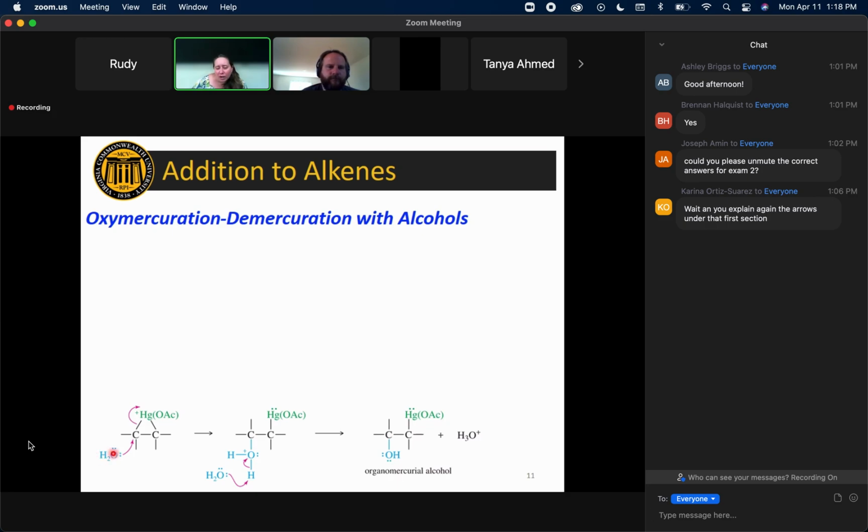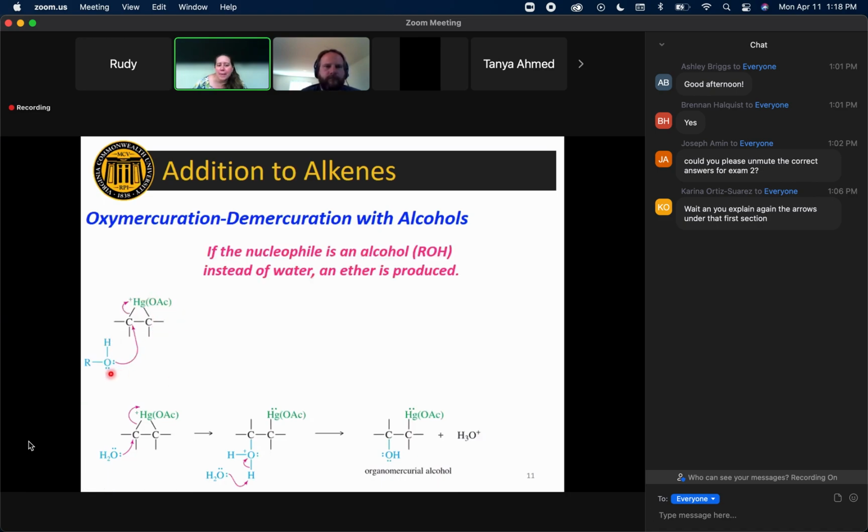Now keep in mind, water is actually an alcohol solvent also, right? It's just a specialized alcohol where it's two hydrogens instead of a hydrogen and a carbon. But in our alcohol solvent, if we were going to do this reaction in methanol or ethanol instead of in water, we would come to the same three-membered mercury intermediate, our mercurinium ion. And instead of the water oxygen lone pair acting as a nucleophile, our alcohol lone pair would act as a nucleophile.